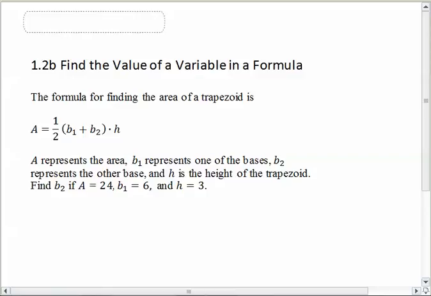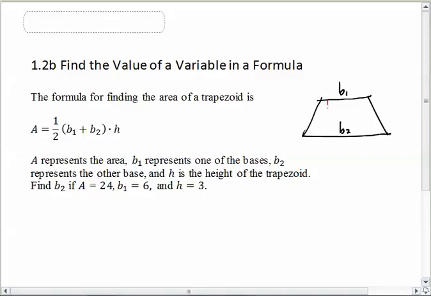Now let's just remember what in the world a trapezoid looks like. And a trapezoid looks like this. Rough sketch of it. And the reason it has B1 and B2 is because we could call them, it doesn't matter which order we place them in. B1 and B2 there.